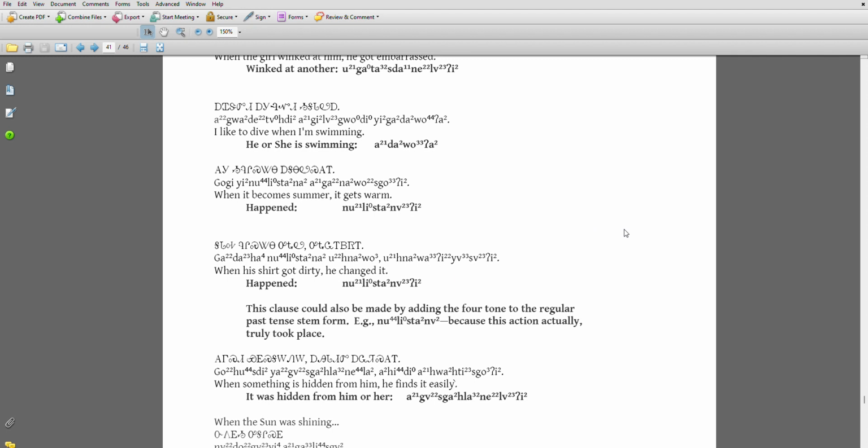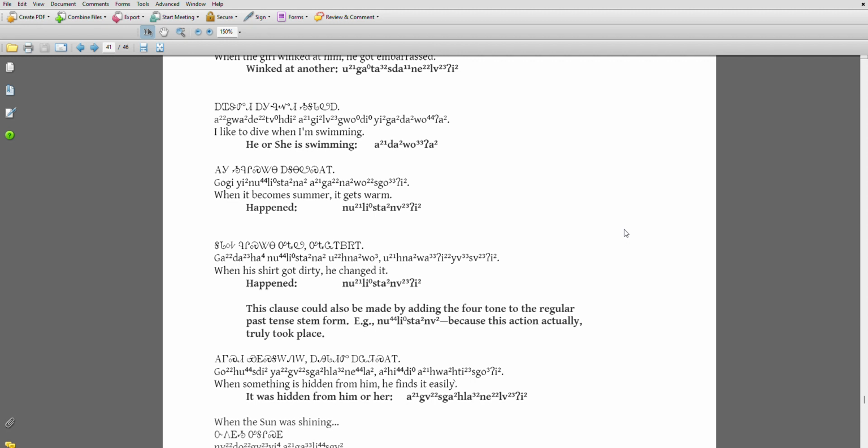This clause could also be made by adding the foretone to the regular past tense stem form nustana. Nustana, because this action actually truly took place. Or if you said nustanai, that'd be like when it happened too. But the foretone would be on na because that's the full long rightmost long vowel.